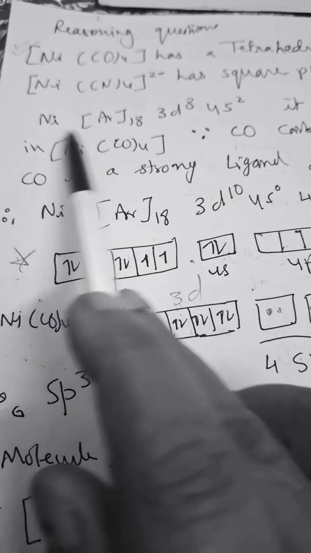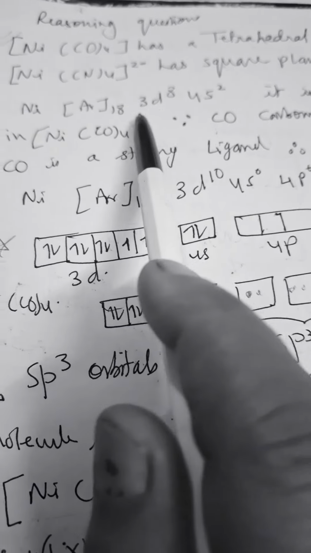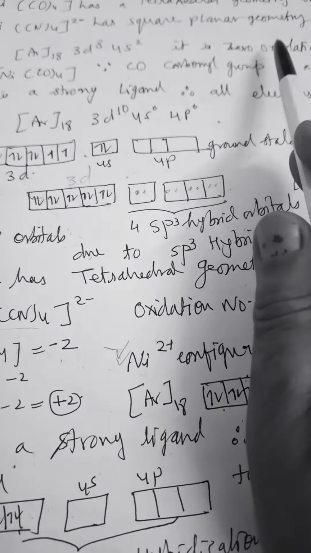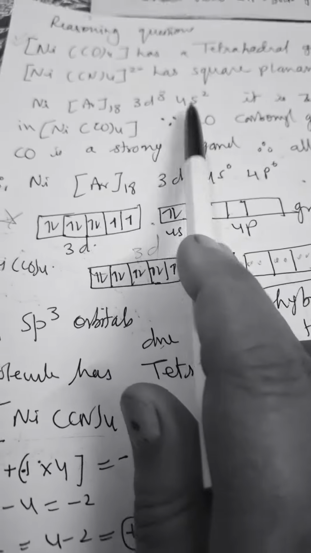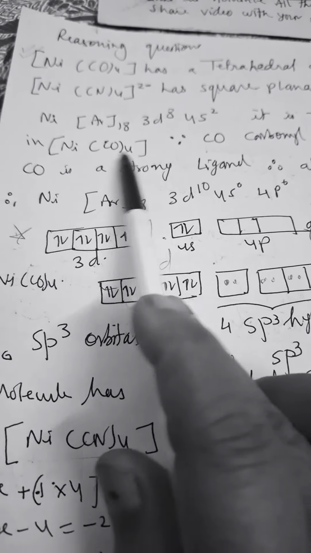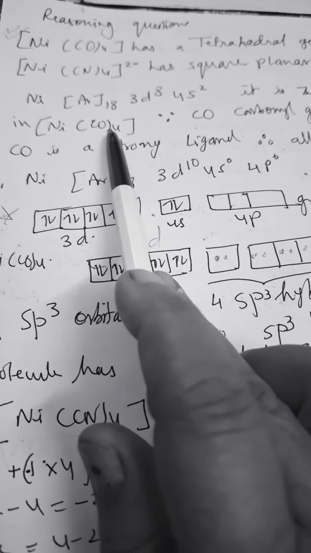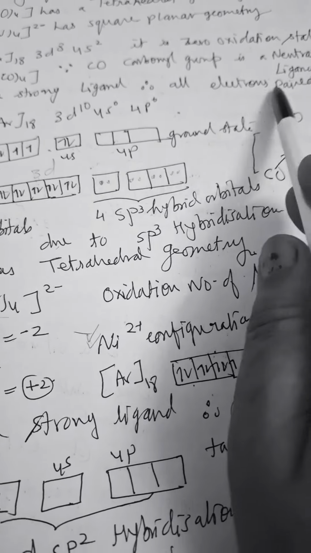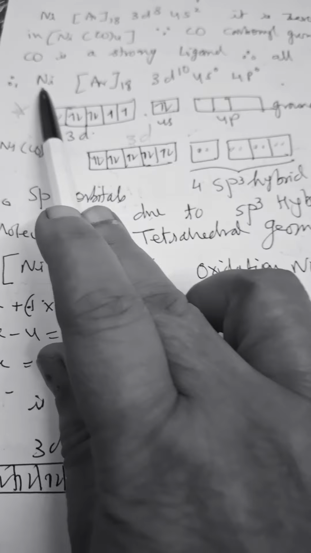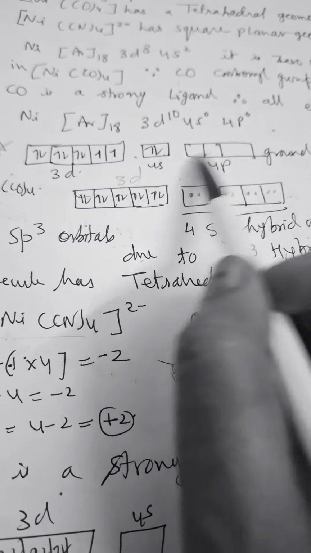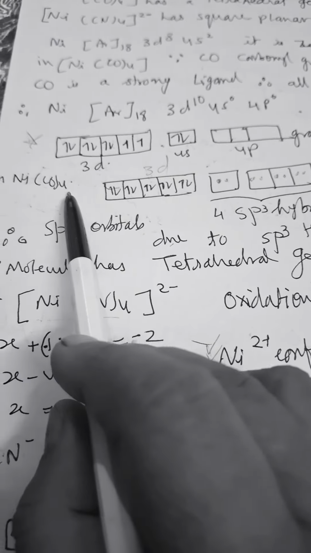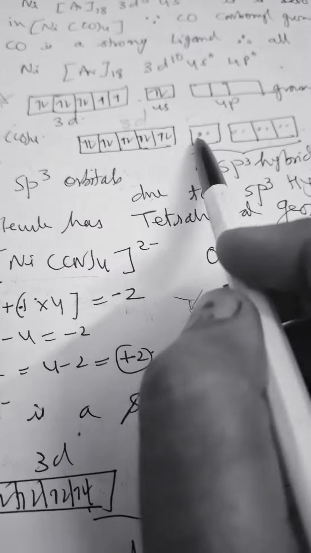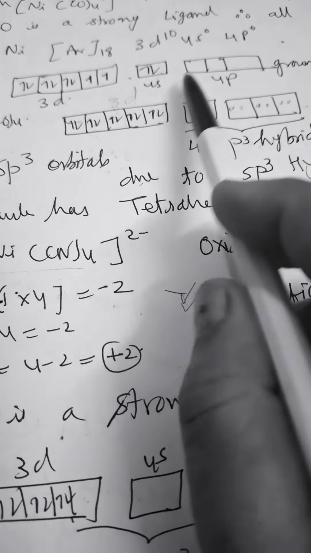The electronic configuration of the neutral atom is 3d8 4s2. With zero oxidation state, it will remain as such. But when Ni(CO)4 forms, the CO carbonyl groups, being strong ligands, will pair up the electrons. See here, 3d8 4s2 is the ground state, but with the ligand the electrons are paired up, and these 4 orbitals are empty.